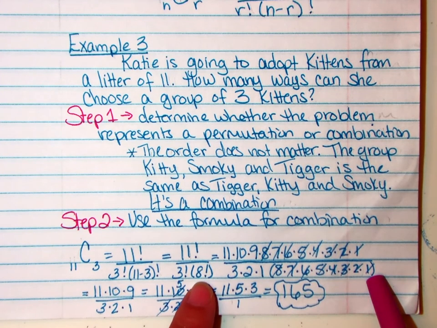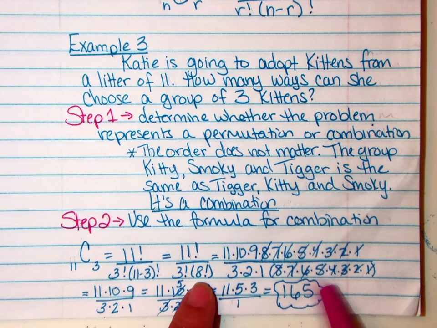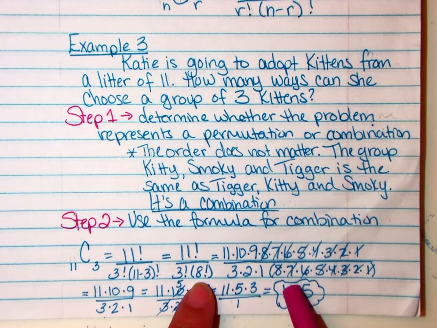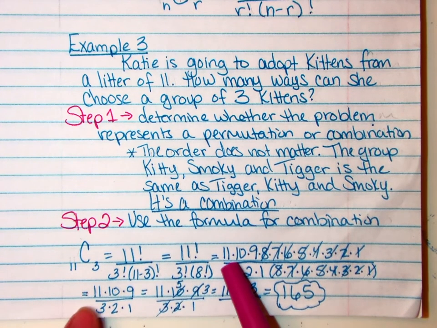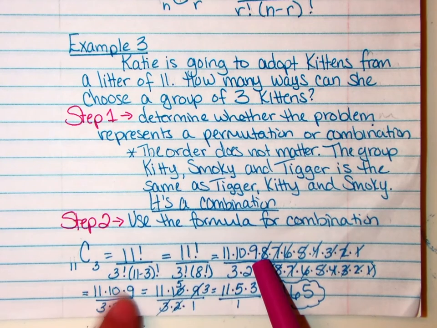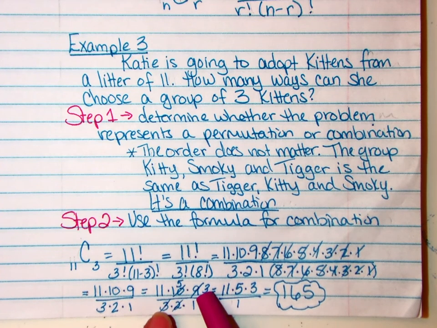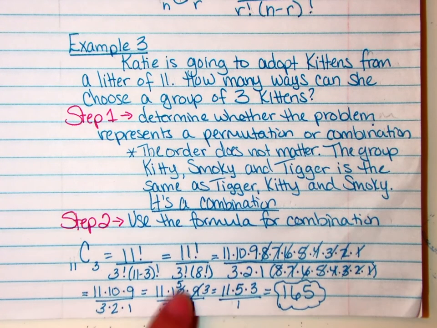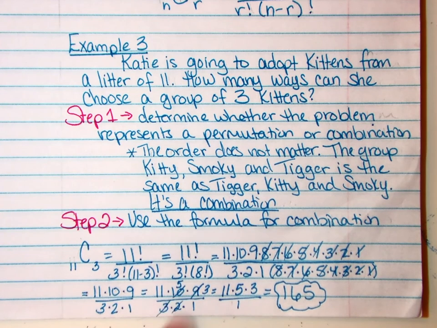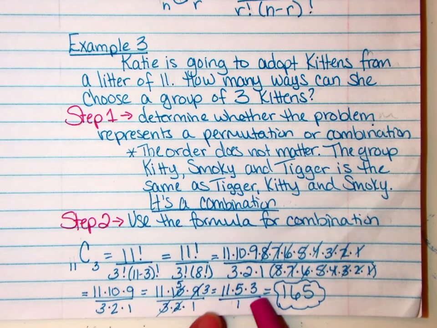So if I'm looking at a numerator and denominator, 8 divided by 8 is 1, 7 divided by 7 is 1, 6 divided by 6 is 1, and so on. All of these cancel each other out. I'm left with 11 times 10 times 9 over 3 times 2 times 1. Before I calculate, all I'm going to do is simplify. 9 divided by 3 is 3. 10 divided by 2 is 5. So now I have 11 times 5 times 3, and 1 is left in my denominator. So my answer is 165.